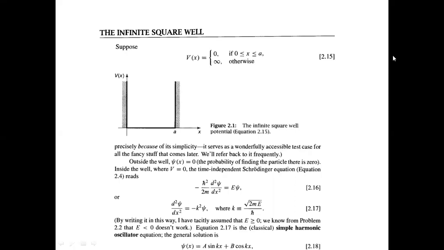In this lecture, we're going to see about the infinite square well. We're going to solve our first quantum mechanical problem, and the problem we'll solve is the infinite square well.